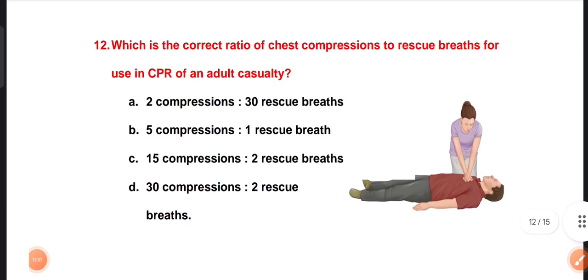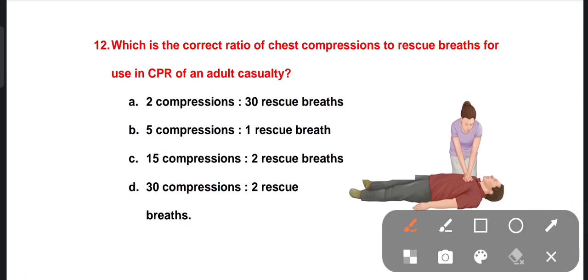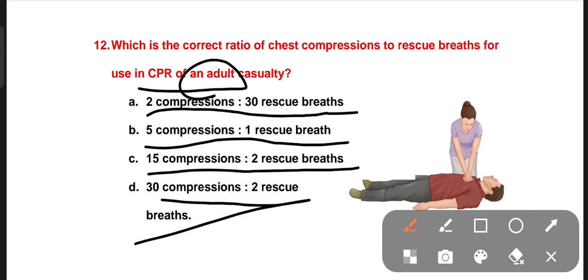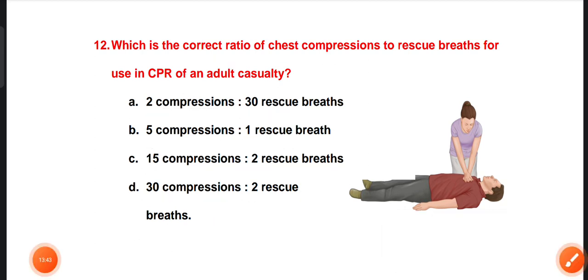So the next question is, which is the correct ratio of chest compressions to rescue breaths for use in CPR of an adult patient? So what is the normal ratio of breaths and compressions? The options are: option A, 2 compressions 30 rescue breaths; 5 compressions 1 rescue breath; 15 compressions 2 rescue breaths; 30 compressions 2 rescue breaths. So what is the correct option?